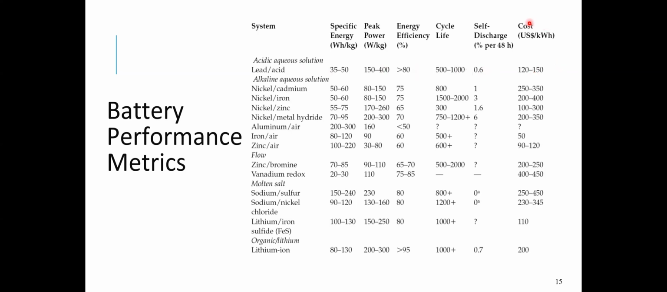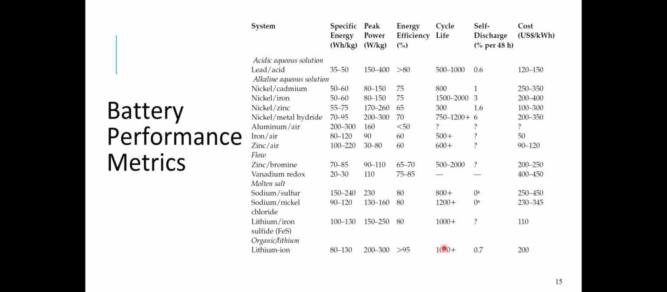And then, of course, another important metric is the actual cost of the battery. So I want a cheap battery that doesn't self-discharge, has an infinite life cycle, has 100% efficiency, has very high power capabilities, and very high specific energy. And of course, there's always going to be a trade-off between these things. So let's see. Why do we like lithium-ion batteries?